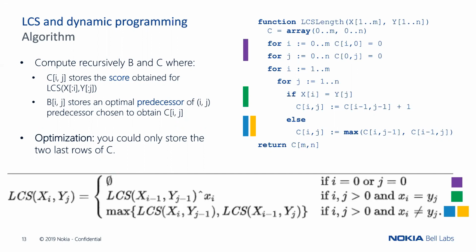You could only store, depending on the way you do the recursion, the last row of the matrix. Why? Because you only require the previous row. And so it's useless to keep in memory the 2 previous rows, the 3 previous rows, etc., etc.